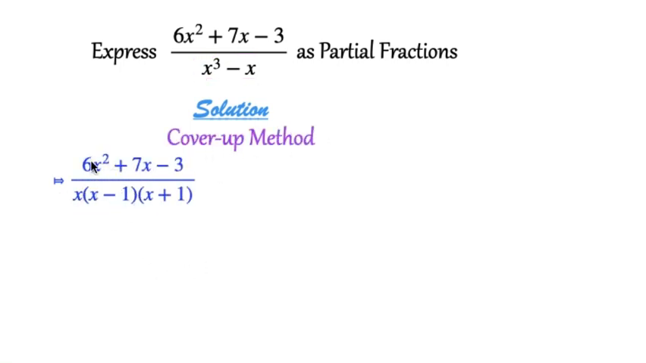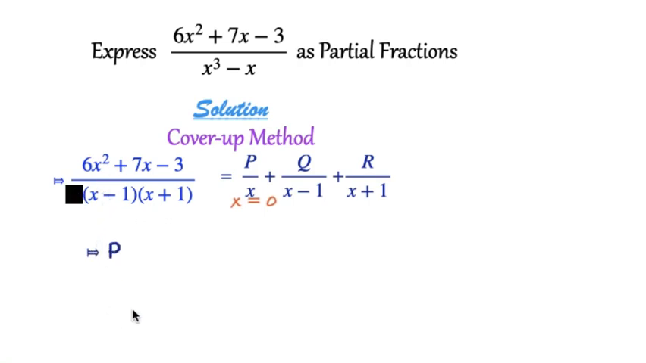So we have that this fraction is equal to p over x plus q over x minus 1 plus r over x plus 1. Right. To find the value of p, we equate x to 0 and then cover up x in our fraction. Therefore, our p is equal to (6x squared plus 7x minus 3) over (x minus 1)(x plus 1), x is equal to 0.